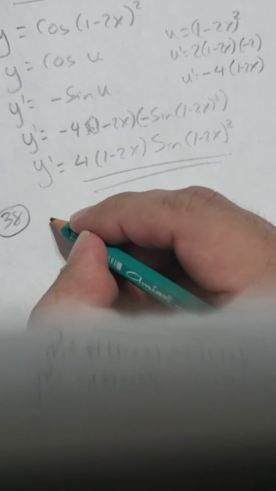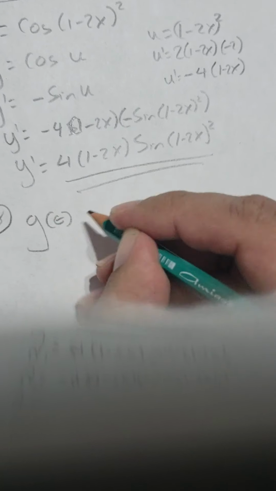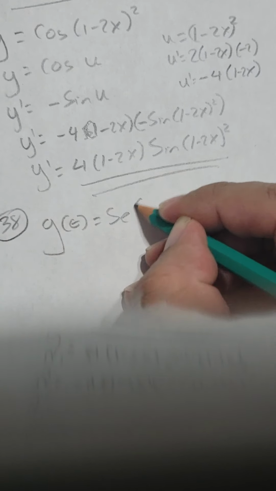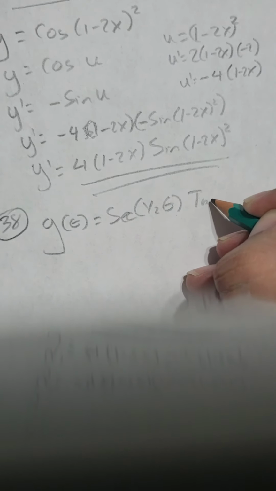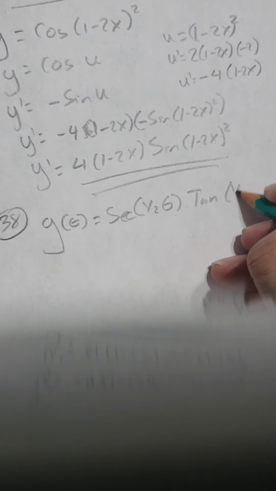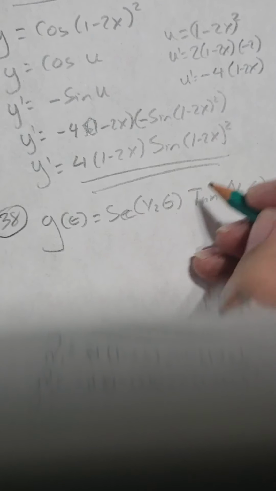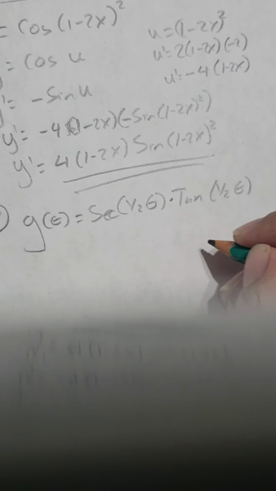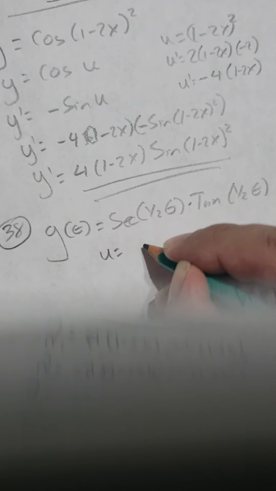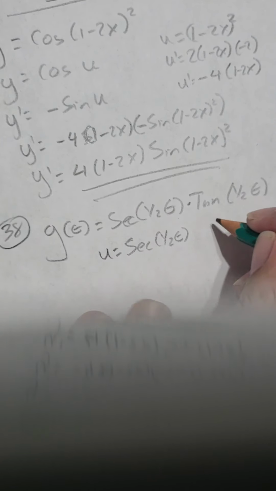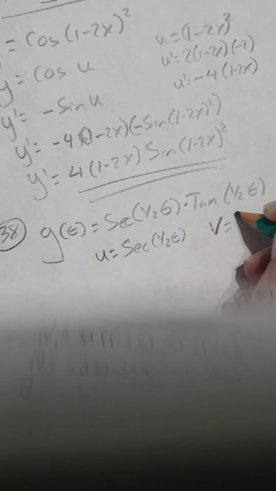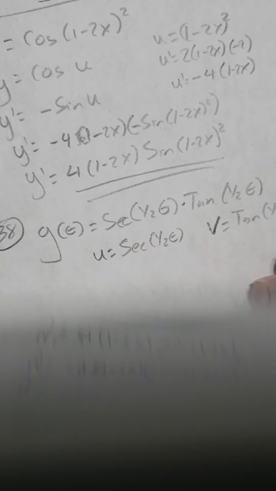We have in number 38, g of theta equals secant of 1/2 theta times tangent of 1/2 of theta. Now we have a multiplication, that means we have to use the product rule. Remember, in the product rule we have to establish what is u. U will be secant of 1/2 of theta, and v will be tangent of 1/2 of theta.